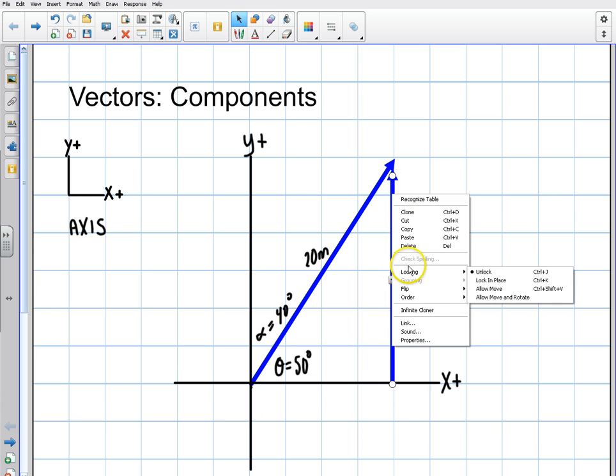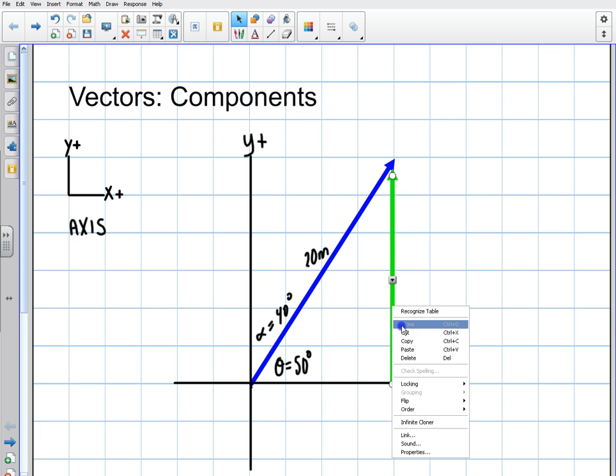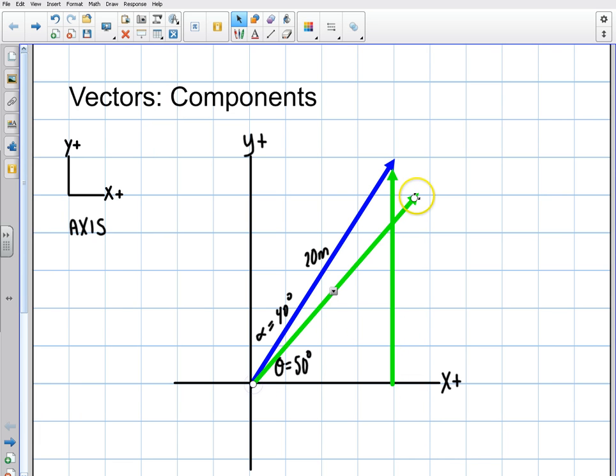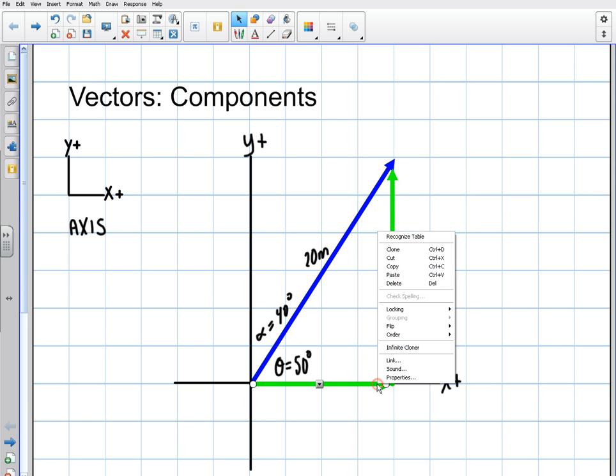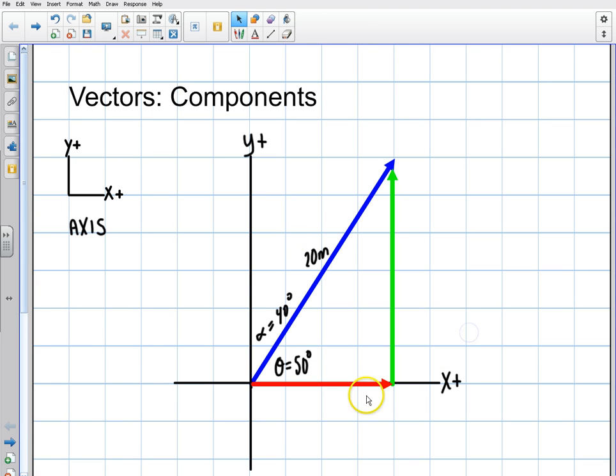This vector actually has different components here, and I'm going to show you the two different components. I have a y component like this, and I also have an x component like this. I'm just making these different colors so you can see them. So this is my x component here, this is my y component here. Once I find these components, I'm going to be able to add up these components with other vectors.